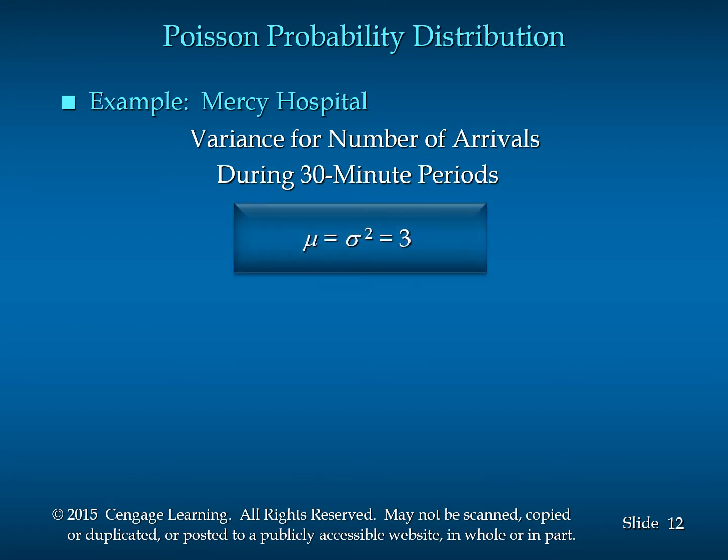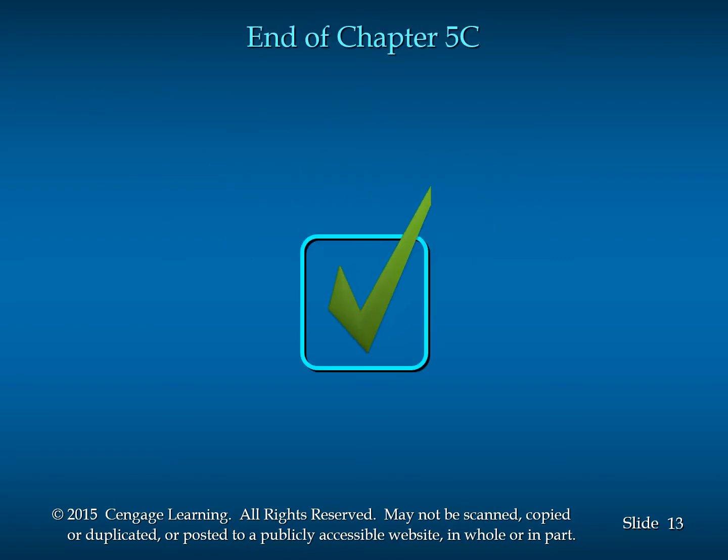And as with other probability distributions, we may need the mean and the variance and the standard deviation. In this case, the mean is given in the definition of the problem, and the variance is equal to the mean.